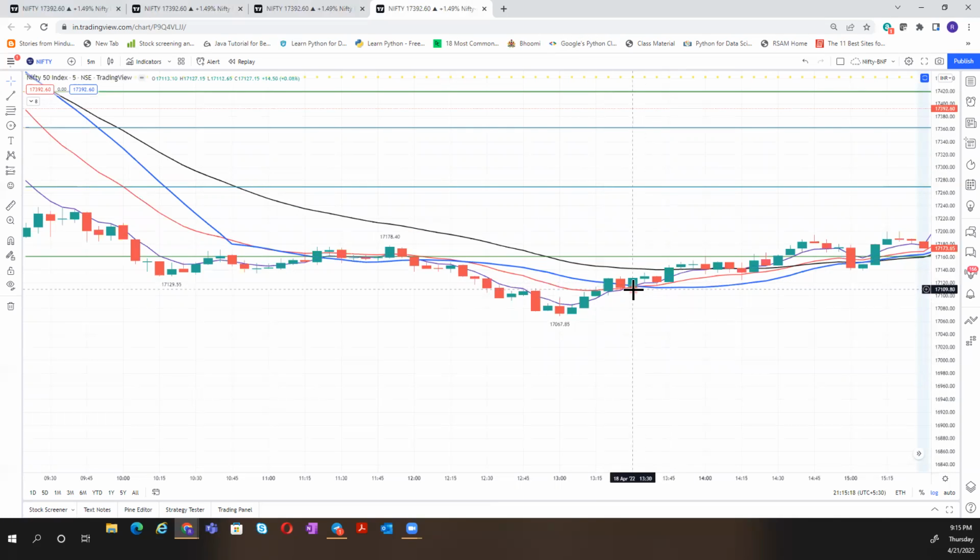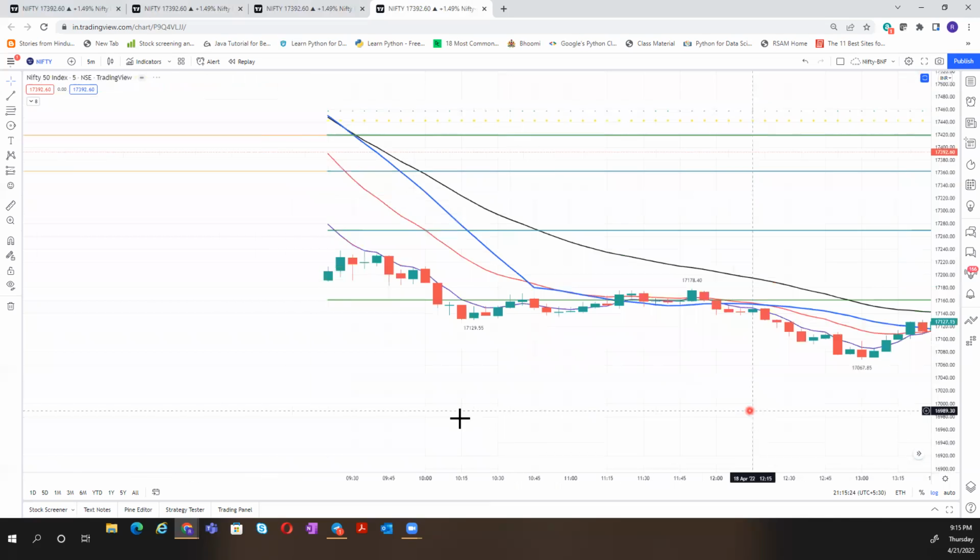Purple, red crossing over, market is sideways. Still, you will be able to scalp. You will never go wrong.